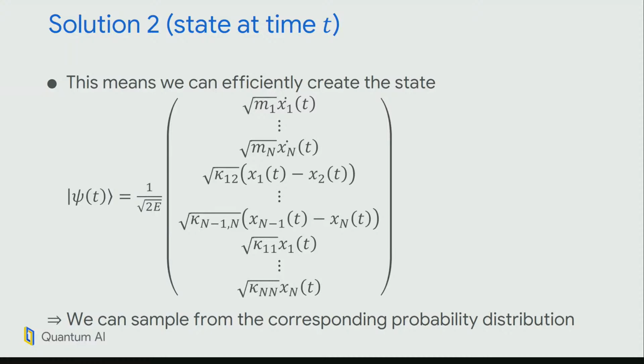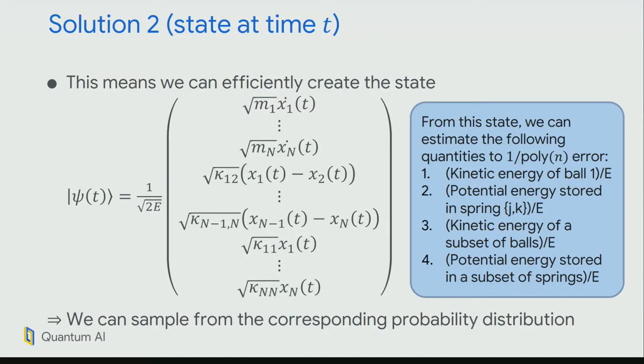Once you have the state, you can do many things with it. One thing you can do is sample from the corresponding probability distribution. This might tell you something interesting. Say you fix the total energy to be 1. Then it's sampling either a ball or a spring proportional to the amount of energy stored in it. That might be a useful task. Another thing you can do is estimate quantities you care about. For example, you can estimate the first entry to inverse polynomial error, along with the normalization, to inverse polynomial error.